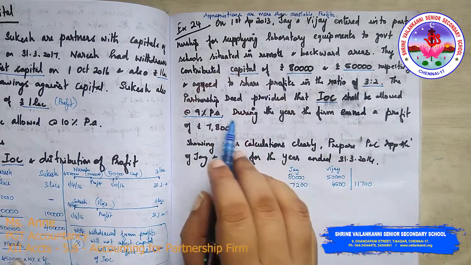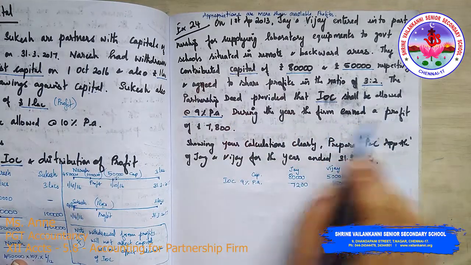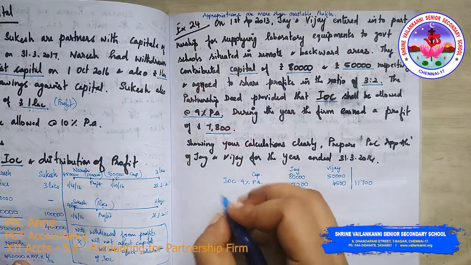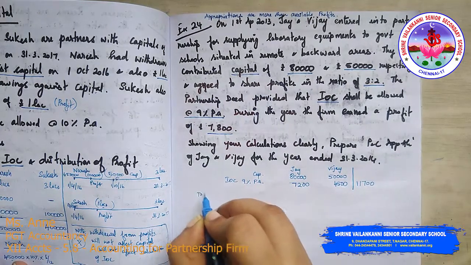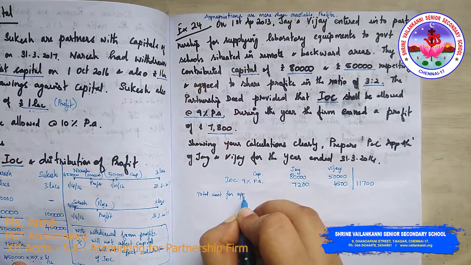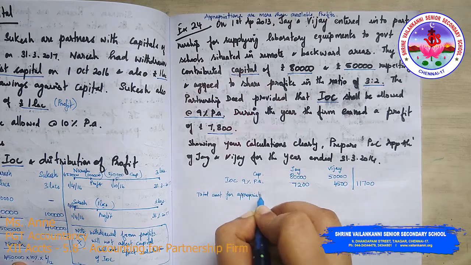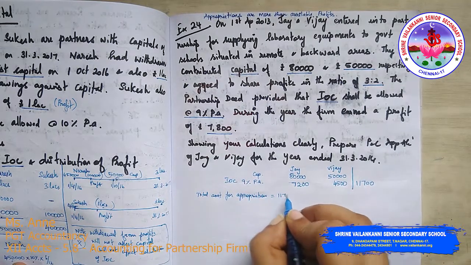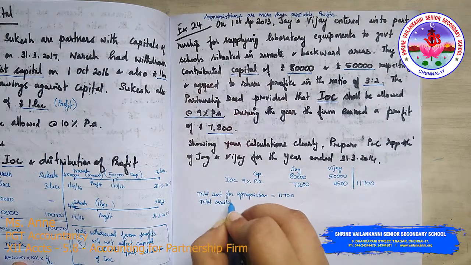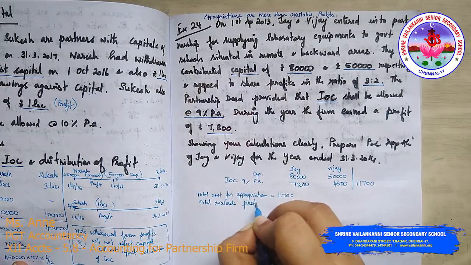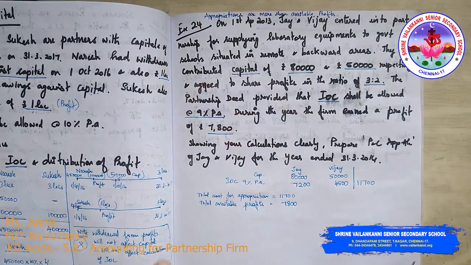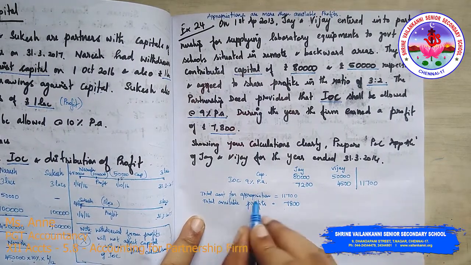Now I'll continue reading the problem. During the year, the firm earned a profit of 7,800 only. So how much is to be appropriated? Total amount for appropriation is 11,700. Total available profits is 7,800. So total available profits is less than the appropriation amount.